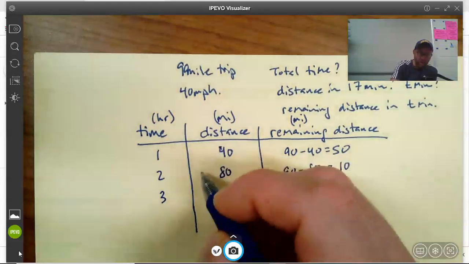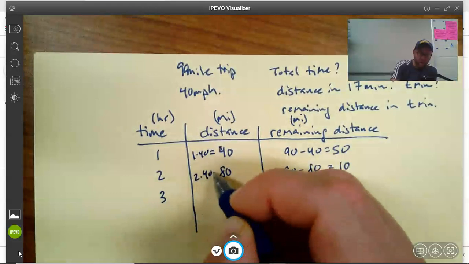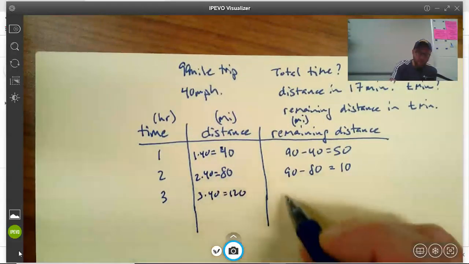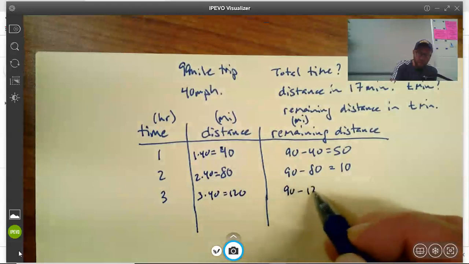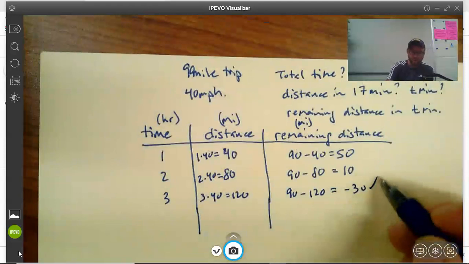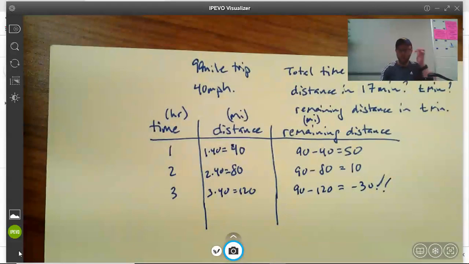So this is 1 times 40, 2 times 40, 3 times 40 is 120. 90 minus 120, we have negative 30 miles to go. That doesn't make any sense. We've gone too far. So our total time is going to be somewhere between 2 and 3 hours.